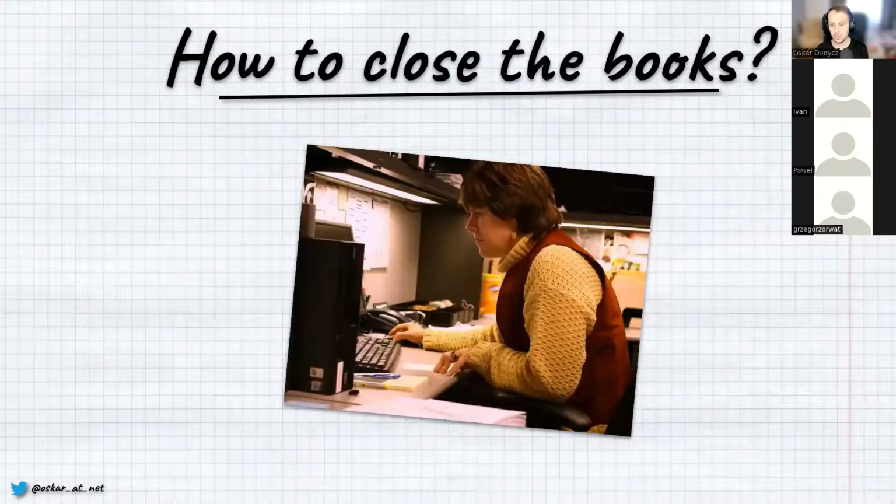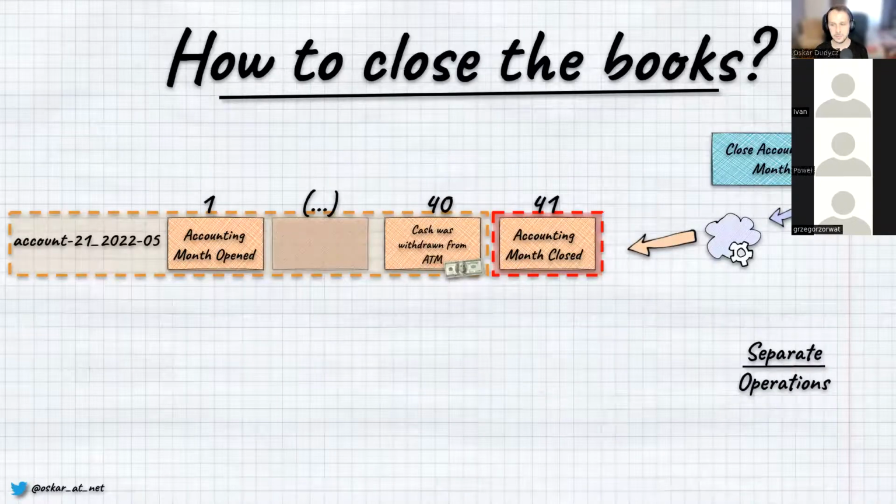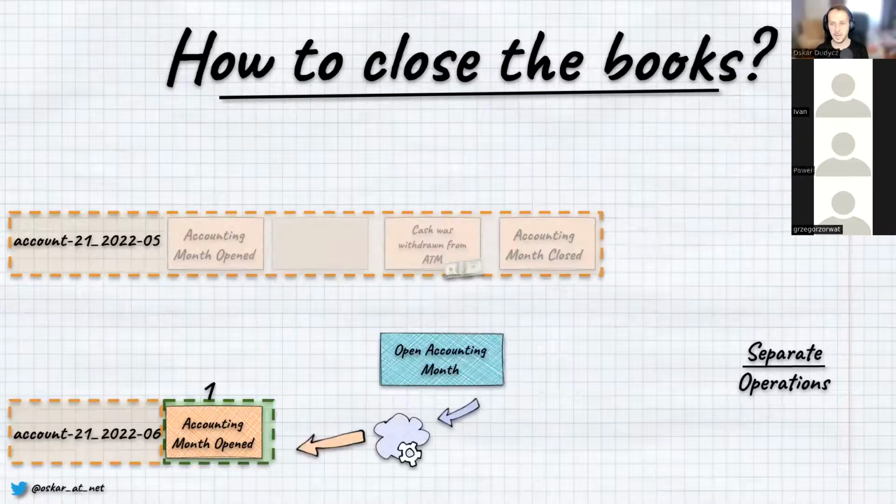And how to close the book? Because we already know that we can close the book and slice our event stream and our domain based on some arbitrary cycle. But how to do that? Well, the options depend on our business use case, so we need to talk with the business. For example, we can be closing the accounting month and opening a new one as separate operations. And that might be fine.